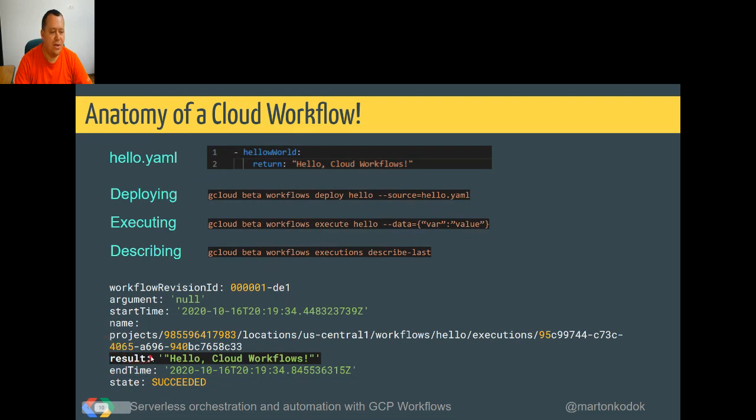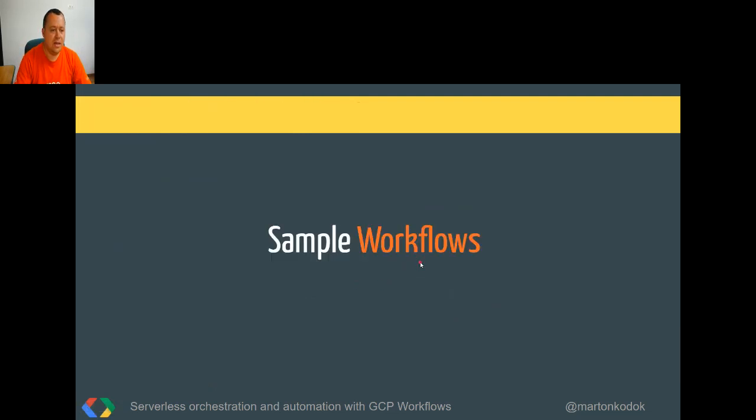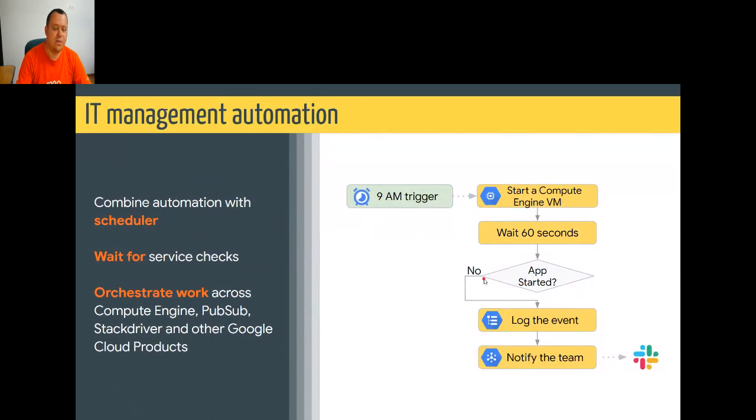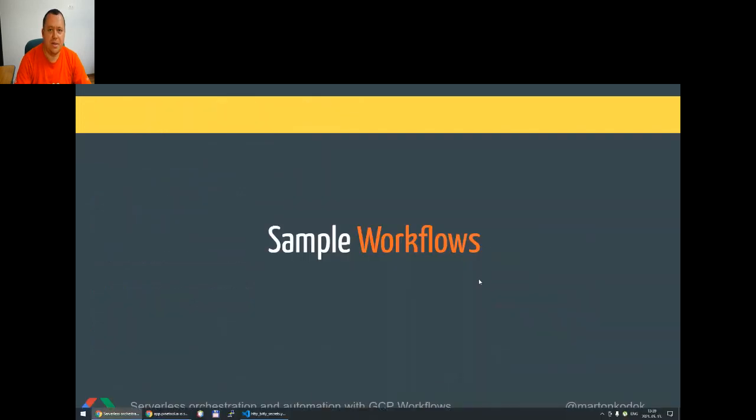You have the result, which in this situation was a string, but it could be a JSON object as well. And of course, the name, which is the ID of the workflow. And that's it. Now, let's go and look for sample workflows. Let's see how these actually work in the examples.